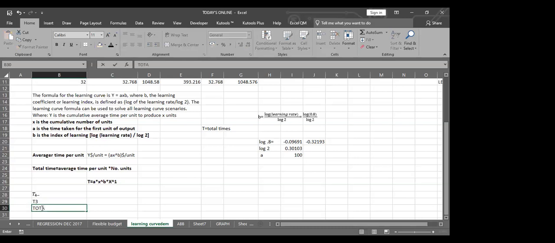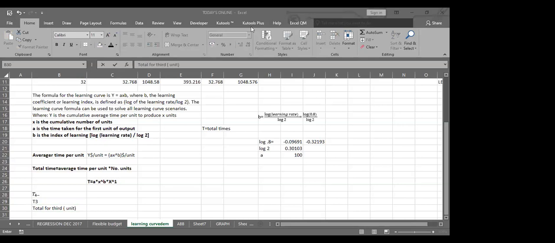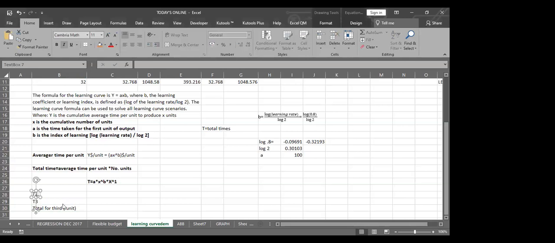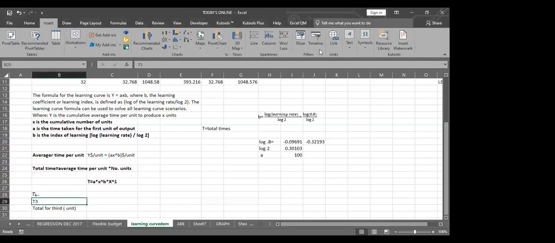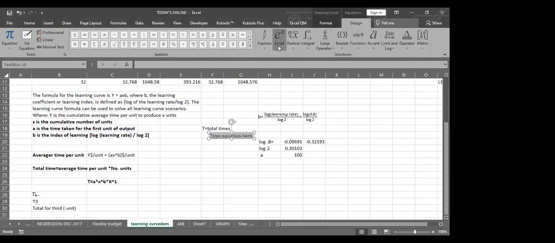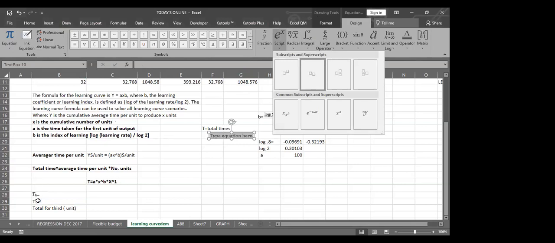total for third unit. Third unit means the 1 unit you are calculating for, meaning you want to calculate how many hours were spent only producing the third unit alone. So you take T for 4, subtract T for 3. And I think that's most likely what I wanted to say. And it applies systematically to any other area where you may want to apply incremental.